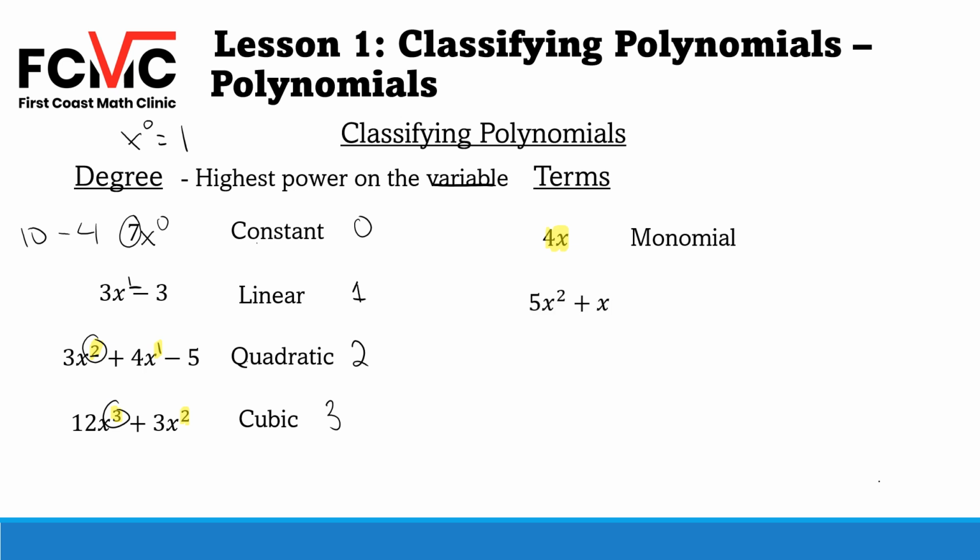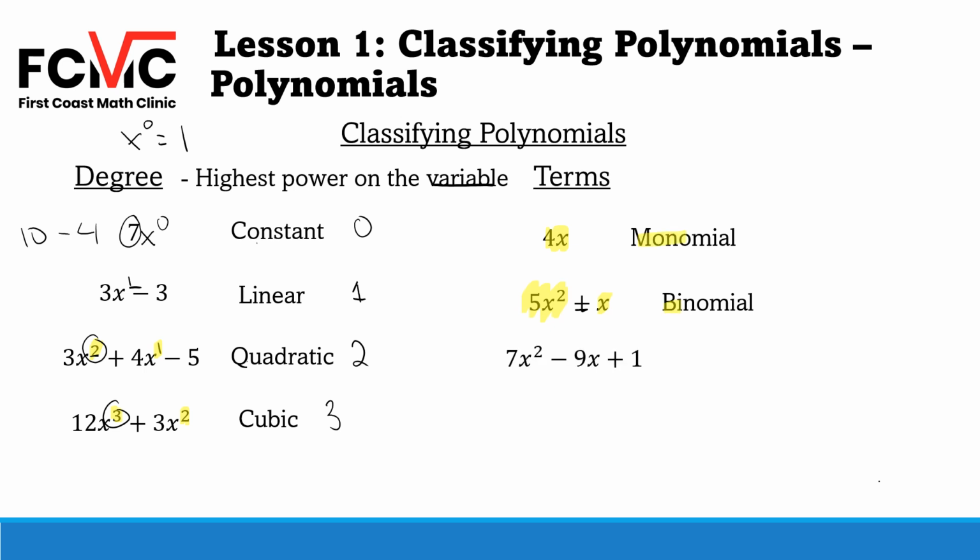Something like this, 5x squared plus x, so our terms are separated by our operations, plus and minus. So here we have two terms, 5x squared and the x, so this is a binomial. So let's think of our prefix. Mono is 1, bi is 2.